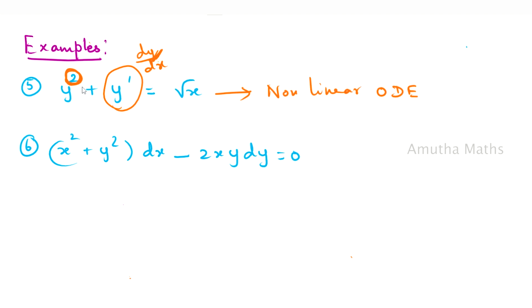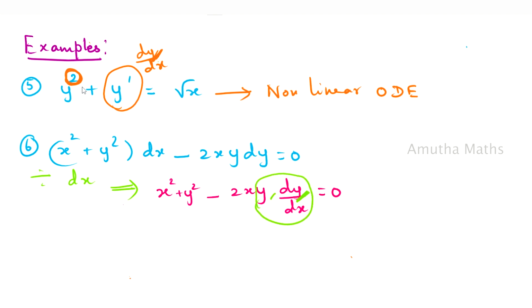Now look at the sixth example. x square plus y square into dx minus 2xy into dy is equal to 0. Now we rearrange the equation. What will we get? Dividing throughout the equation by dx, which implies x square plus y square minus 2xy into dy by dx is equal to 0. Now look at the equation. What is the dependent variable here? y is the dependent variable. So here the dependent variable y and its derivative are multiplied together. That is not allowed. Moreover, this dependent variable is of degree 2. That is also not allowed. So therefore, this is a non-linear ordinary differential equation.